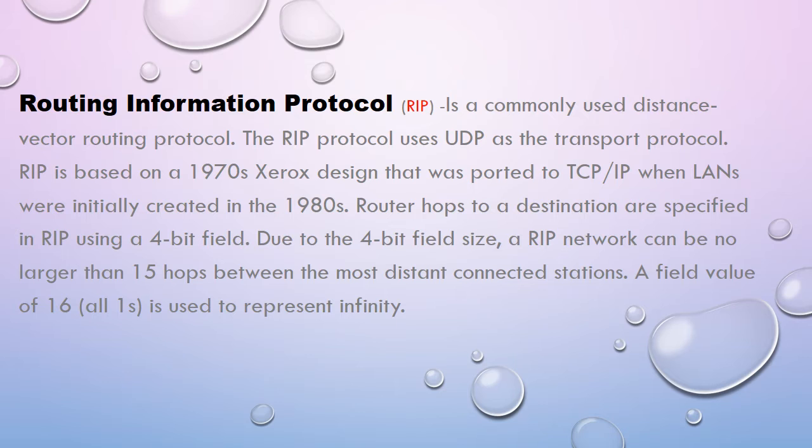Router hops to a destination are specified in Routing Information Protocol using a 4-bit field. Due to the 4-bit field size, a Routing Information Protocol network can be no larger than 15 hops between the most distant connected stations. A field value of 16 is used to represent infinity.